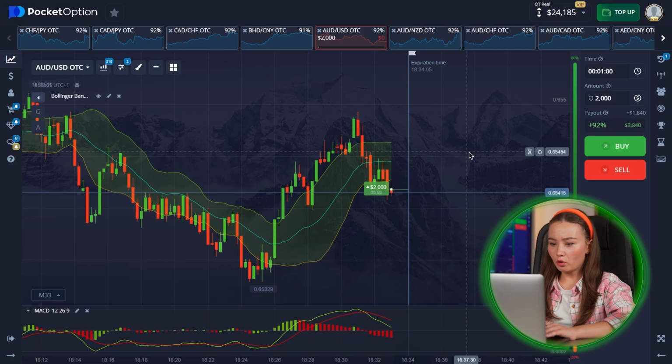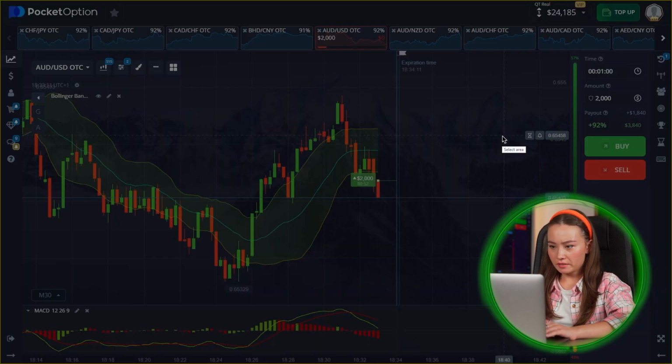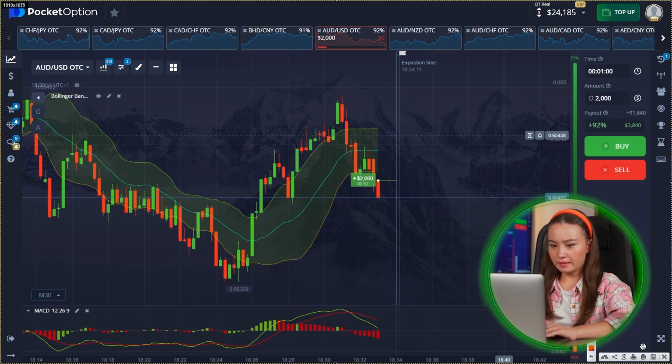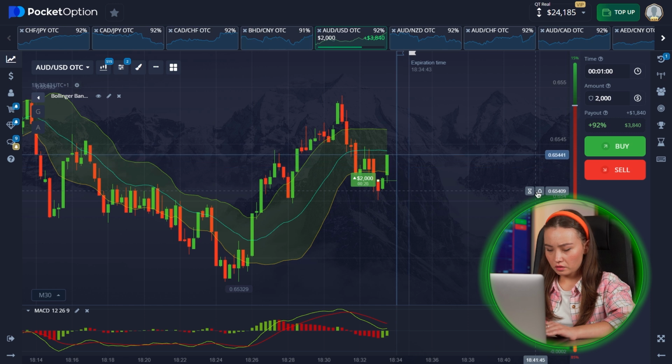And now we are opening a long trade. The setup aligns with our strategy. We see an uptrend and we are above 0 on the MACD, and we are entering the lower Bollinger Band channel. So let's open a long from here. Let's see what happens on the chart. Yeah, it's going up.